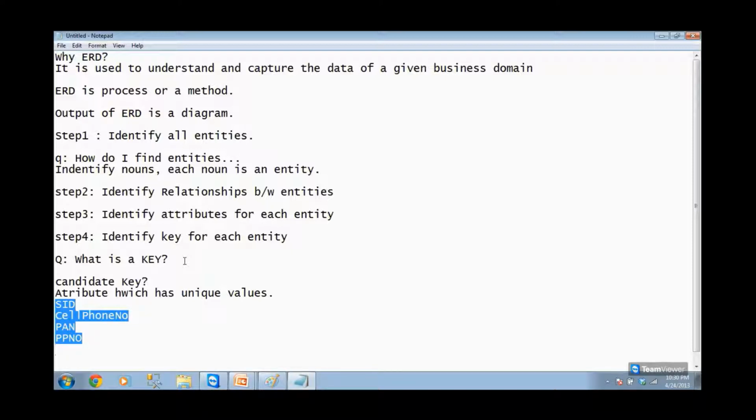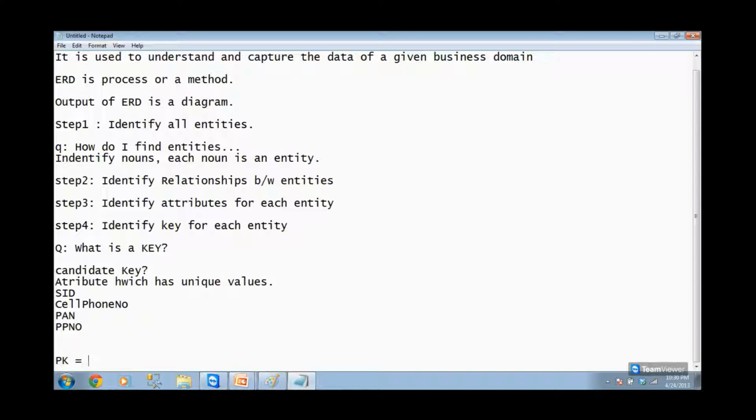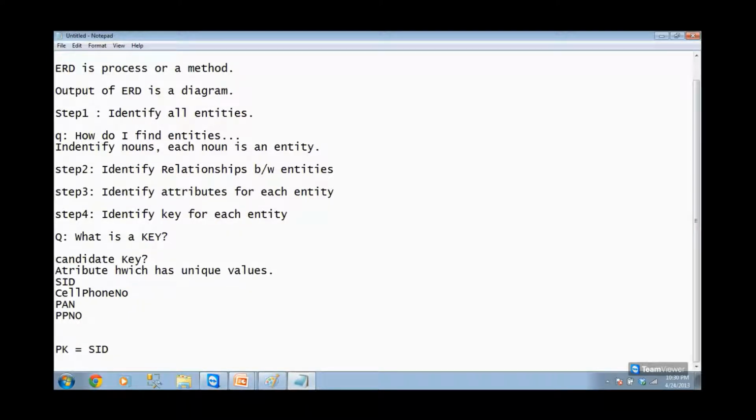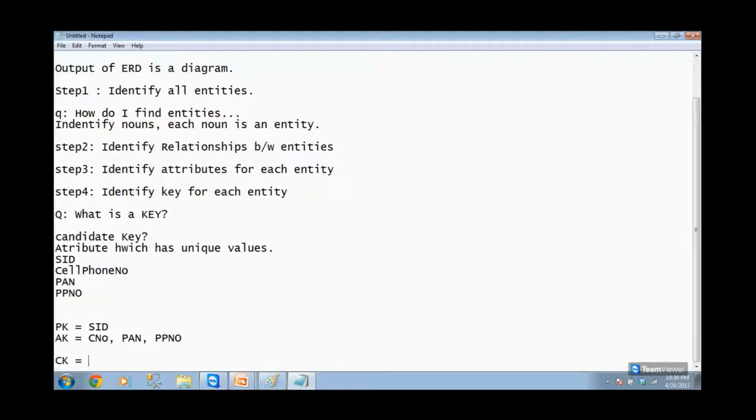But out of these, you choose one key as the primary key. Now what is the primary key in this? The remaining keys are called alternate keys. What are the alternate keys here? Then cell number, then passport number. All these are the alternate keys. Candidate key equals, there is a formula, primary key plus alternate keys. This is the formula you have to understand. A primary key and alternate keys put together give you the candidate keys.